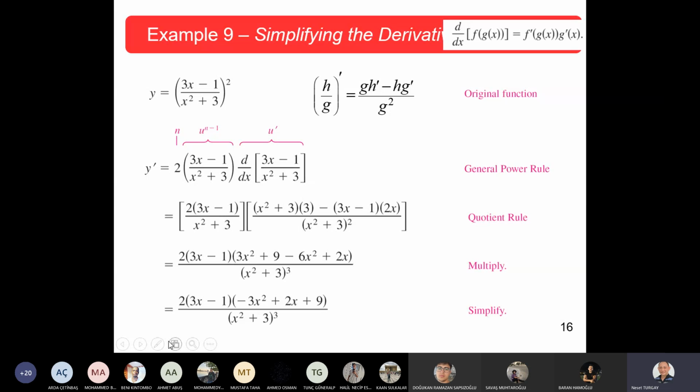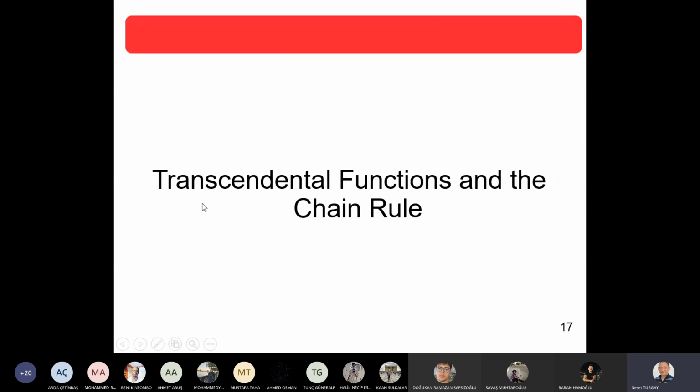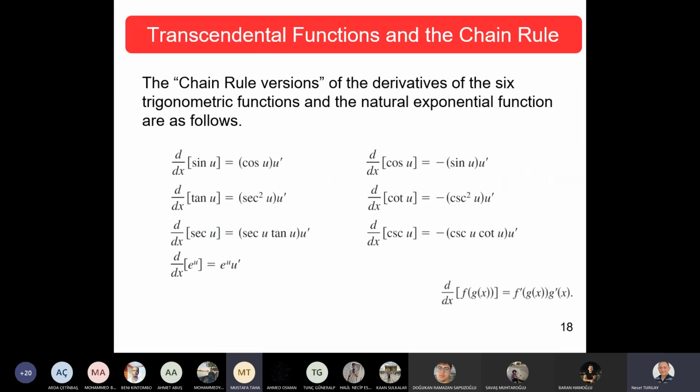Okay, so we did 5 examples so far. Do you have any question about the chain rule and also the main questions? You okay? Yes, okay. Yes, perfect.